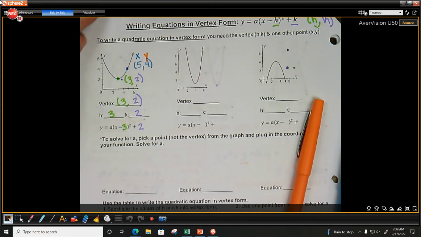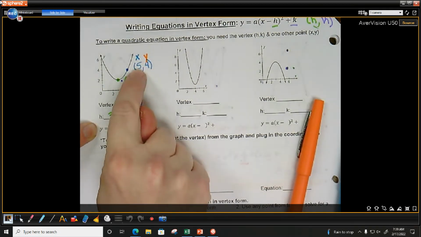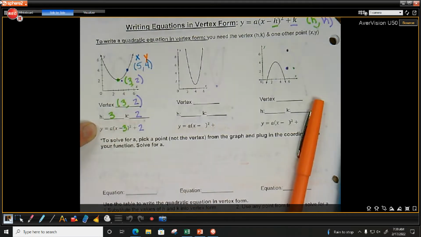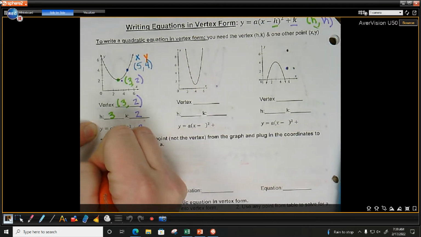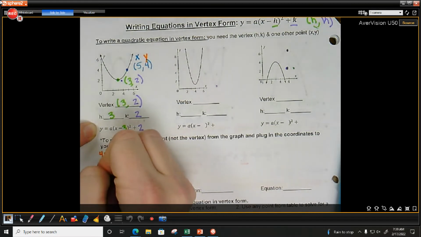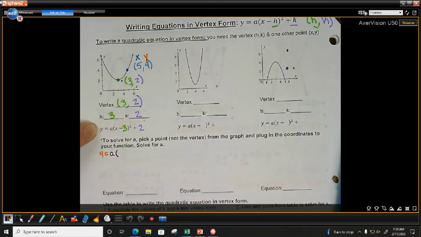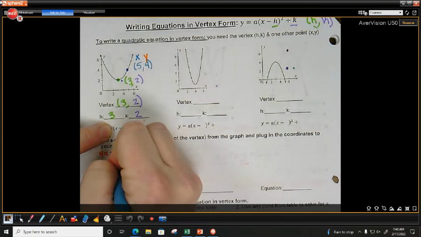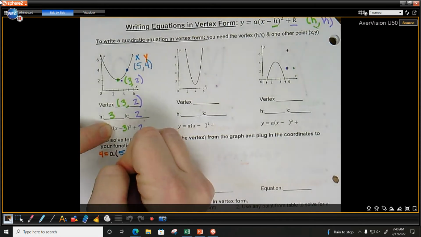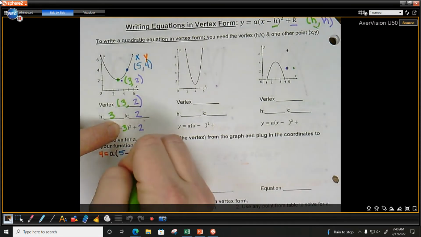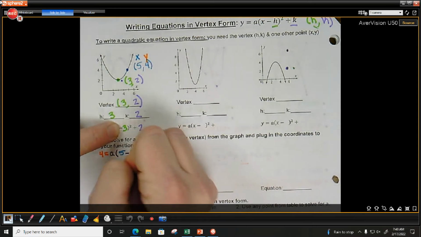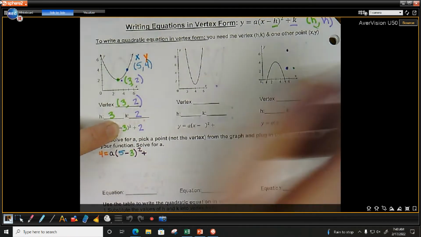Okay? So we are going to rewrite this equation, substituting 5 in for x and 4 in for y. So instead of y equals, what am I going to put? 4 equals, right? Kind of small, guys, okay? Equals a times parentheses. What did I just label x? 5 minus 3 squared plus 2.